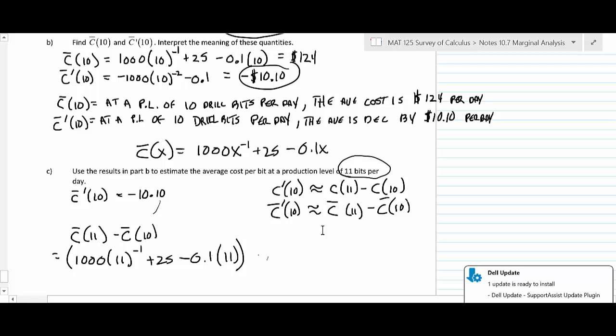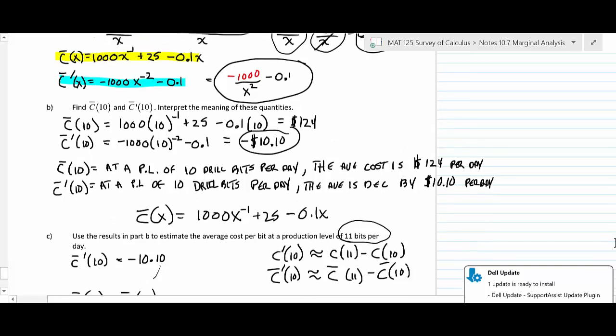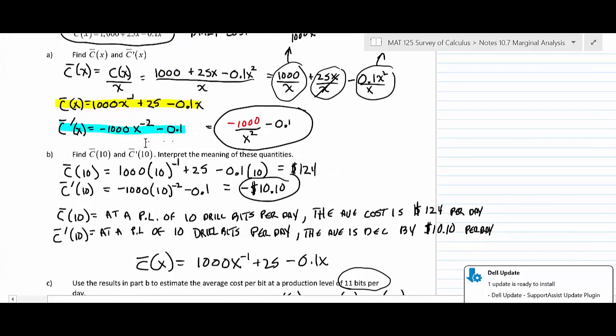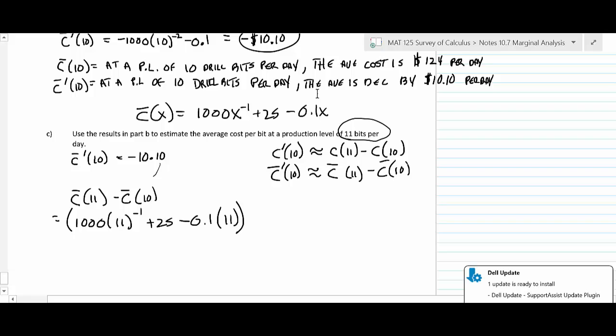Okay, did I forget a square? I don't think I have a square on the cost function, do I? No, because that's the marginal. The marginal's got the negative 2. I'm looking at the one that I highlighted in yellow. That's the average cost function right there. I'm not doing the derivative. We already did the derivative. We got negative 10.10. Okay, and then over here we're going to do the same thing with 10. So we're going to do 1,000 times 10 to the negative 1 plus 25 minus 0.1 times 10, like that.